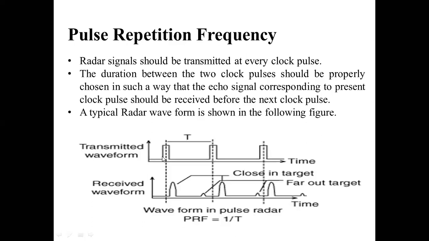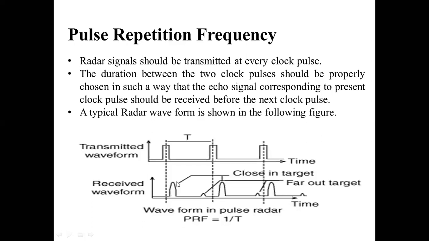So when you transmit the signal at this point, after some time period it receives one signal. That signal you can call an echo signal. Okay. This echo signal corresponds to the first pulse, and this echo signal corresponds to the second pulse, and this echo signal corresponds to the third pulse, right? But what about these small echo pulses? These are also echo pulses.